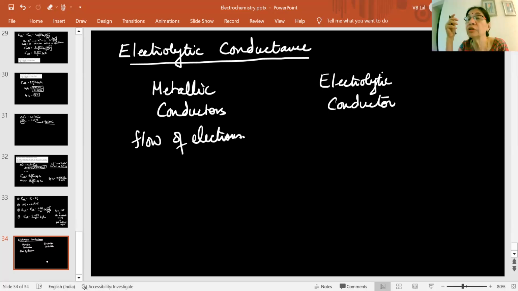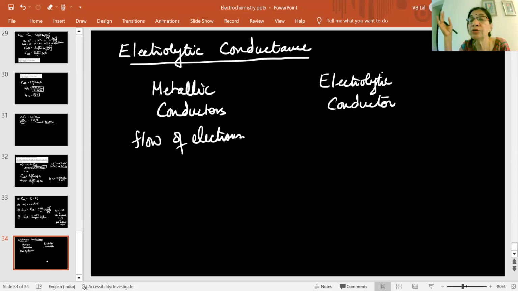Okay, because you know what is the bonding in metals? It is metallic bonding. Metallic bonding means the outermost valence electrons don't belong to only one atom. They are freely flowing. So since metals have free flowing electrons, they are able to conduct electricity. So metallic conductors conduct electricity by flow of electrons.